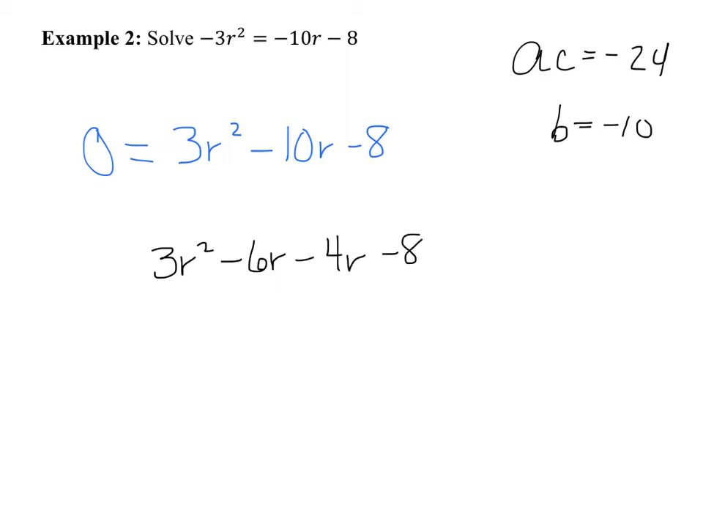Now, they can't both be negative, right? One's got to be positive, one's got to be negative. It doesn't make sense, because AC is negative 24. So you're sure about your factors? No, because then they don't add up to negative 10. Right, help them out. Yeah, negative 12 and 2. Be careful. 6 and 4 are the common mistake there.